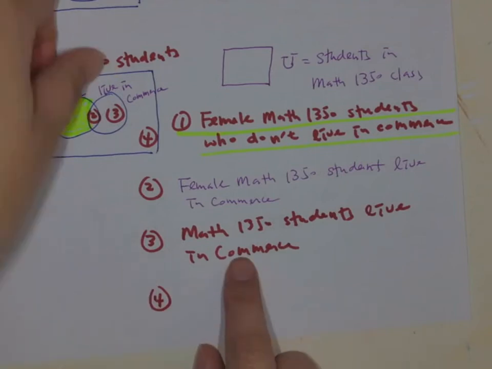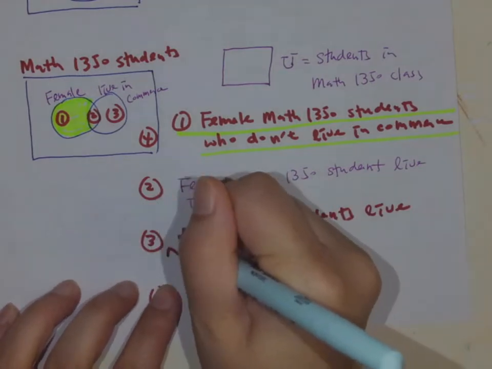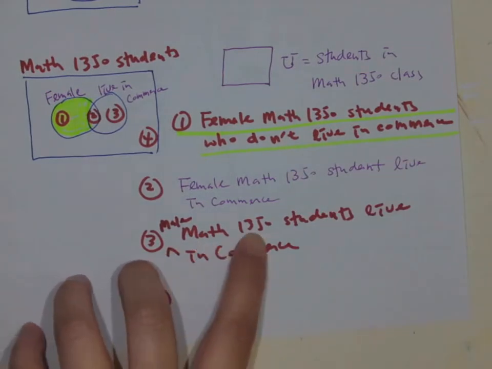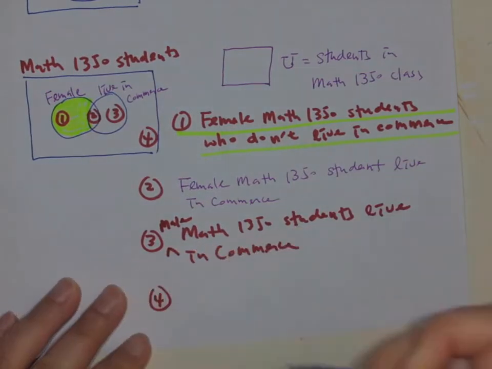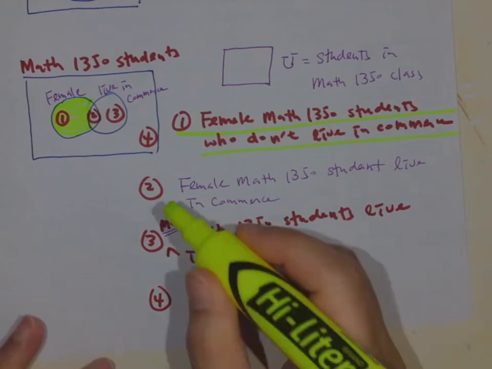Oh, I'm sorry, number 3 is supposed to be male. I didn't put male there. So not female on number 3, so this is male, right? Male math 1350 students who live in commerce. So sorry about that. Don't forget to add that back in there for me.